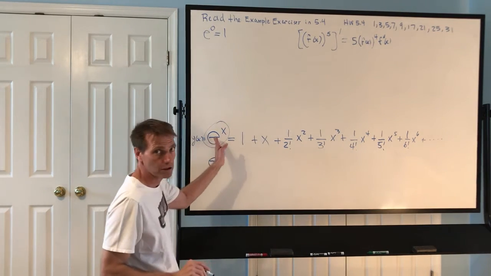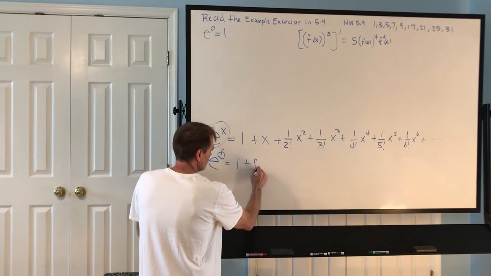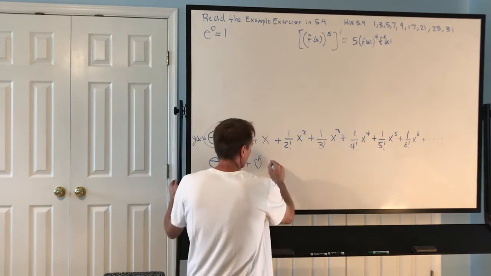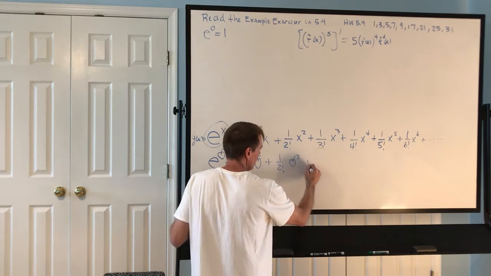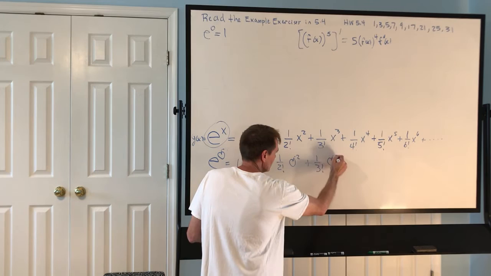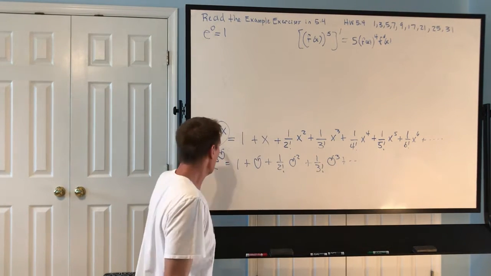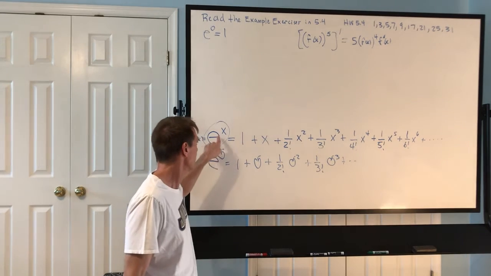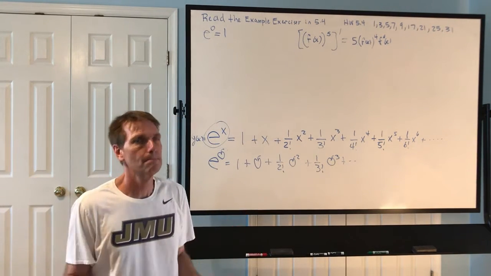Well, it's a function, so wherever I see an x, I put an apple. So this would be 1 plus apple, that real number, plus 1 over 2 factorial apple squared, and I think you're getting it, 1 over 3 factorial apple cubed, and that would keep going on forever. So whatever I'm putting in for x, I'm putting it in all those different x locations.